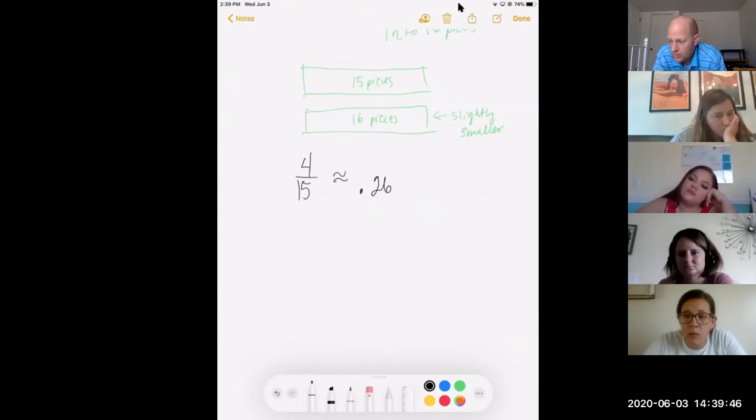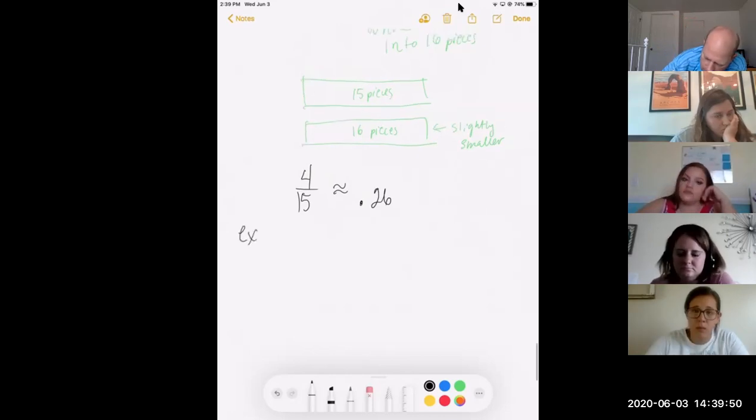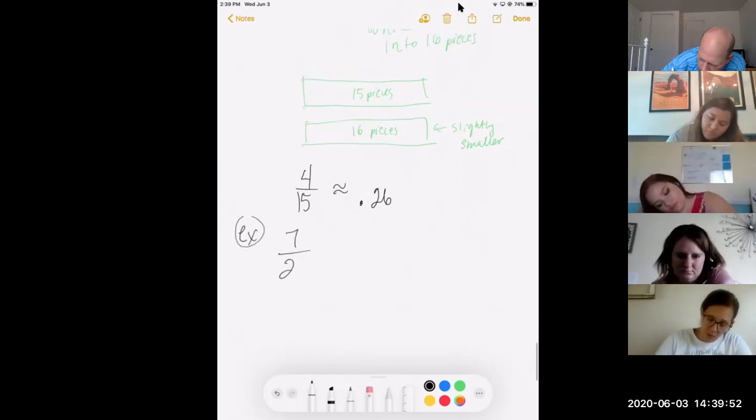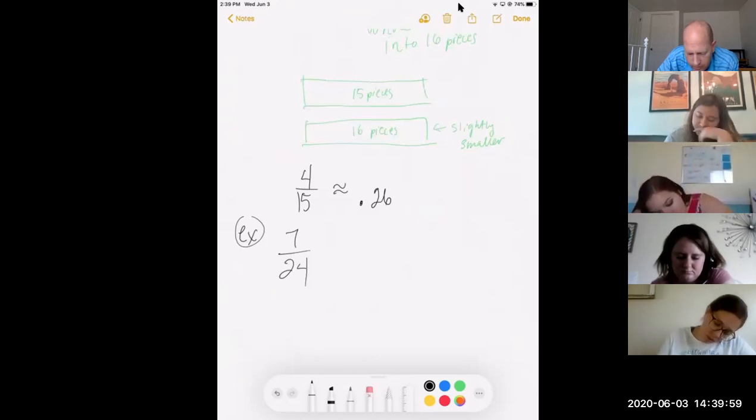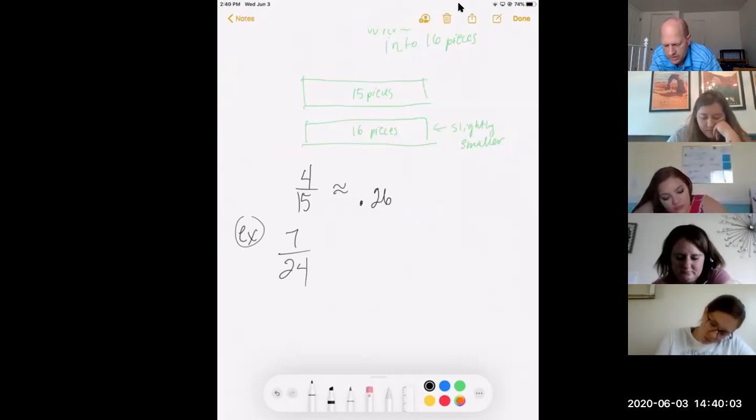Okay, we are about one more minute, so let's do 7/24. Here's your example, 7/24. Want to manipulate the numerator or denominator to get a nicer fraction. And then tell me what the decimal equivalent will be. So go ahead and work on that for a minute and then we can share out.